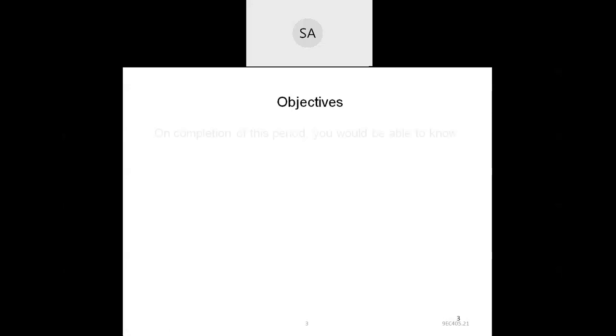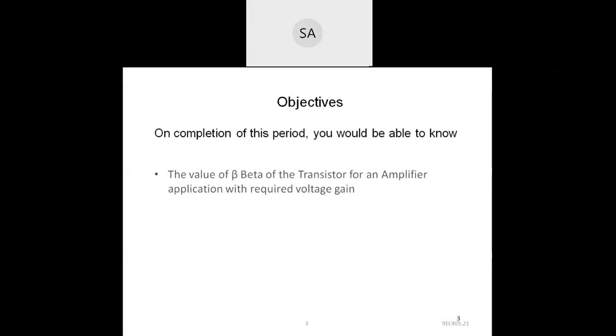In today's class, on completion of this period, you will be able to know the value of beta of the transistor for an amplifier application with required voltage gain. We know the current gain: we discussed alpha, beta, gamma, where the common base gain is alpha, common emitter is beta, and common collector is gamma.